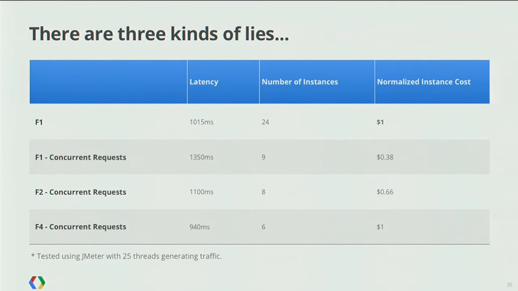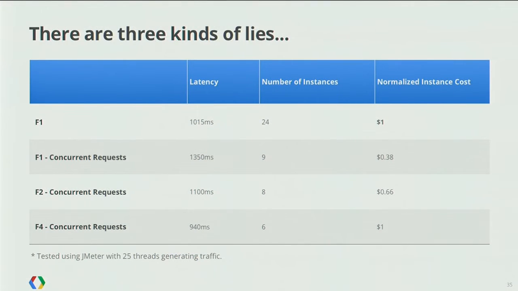Now, in the next line, I've done the same load test, but turning concurrent requests on. You can see that latency actually increased by 30%. Kind of sucks. But the number of instances required to handle this traffic went from 24 to 9, which is a big reduction. And finally, the normalized dollar cost is 38 cents. So our latency increased by 30%, but our cost was reduced by 60%. This might be a trade-off you're willing to make. You might be saying, well, to pay 60% less money, I'm willing to make my users wait 30% longer.